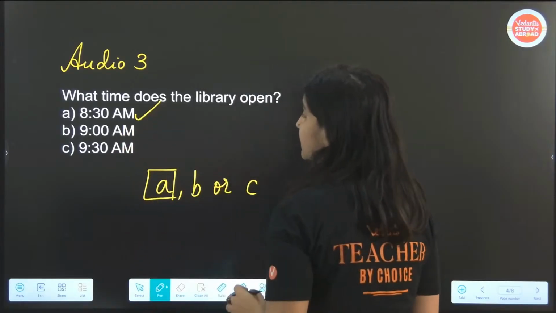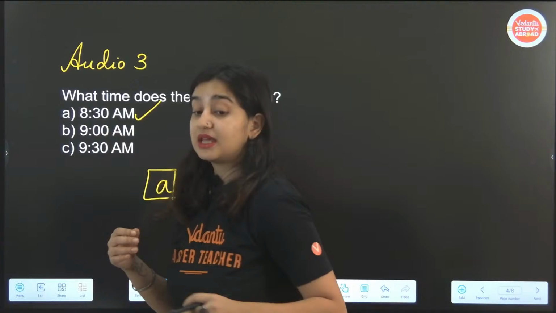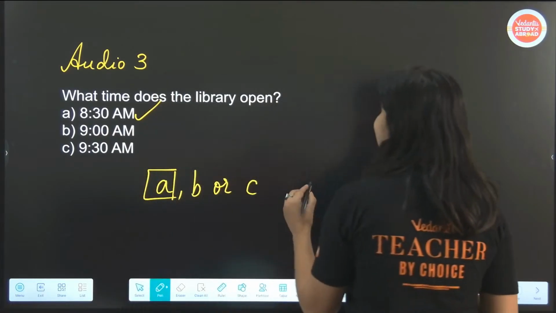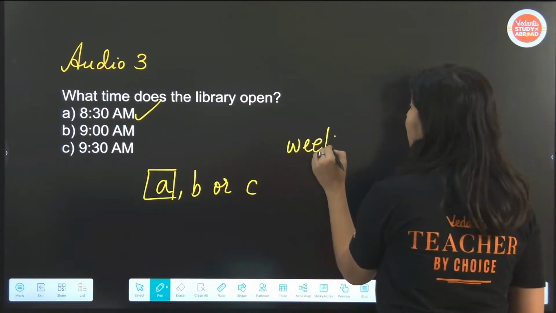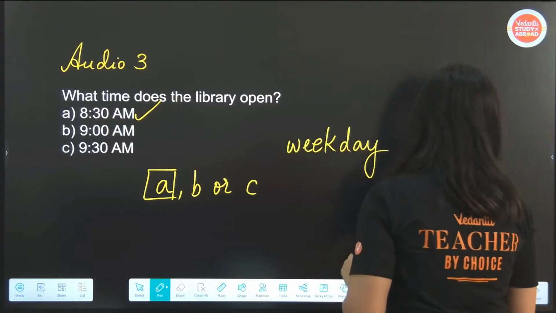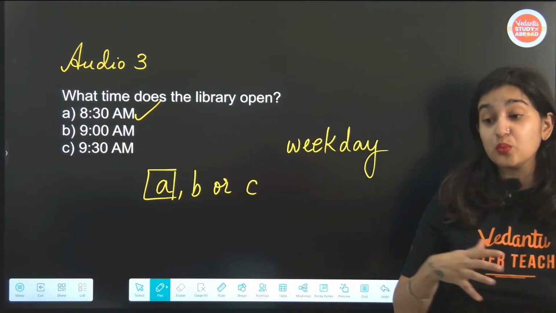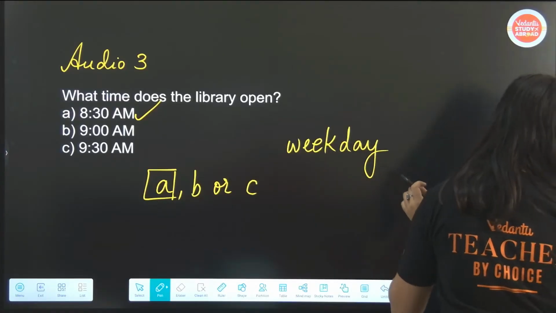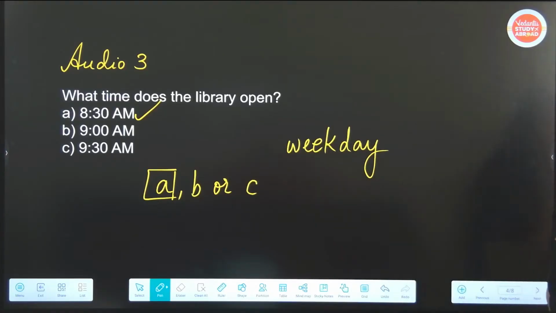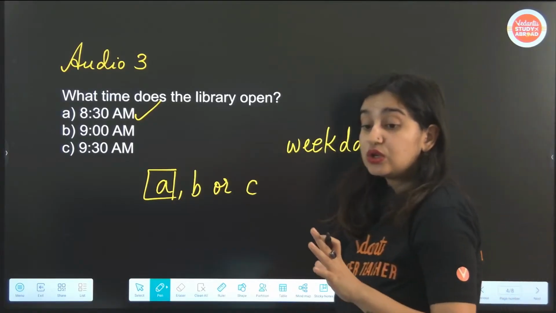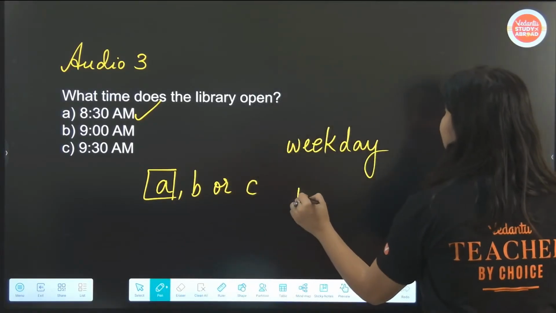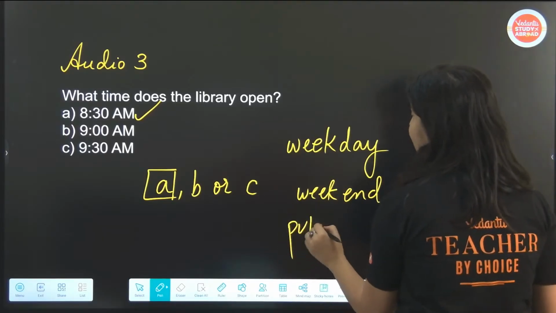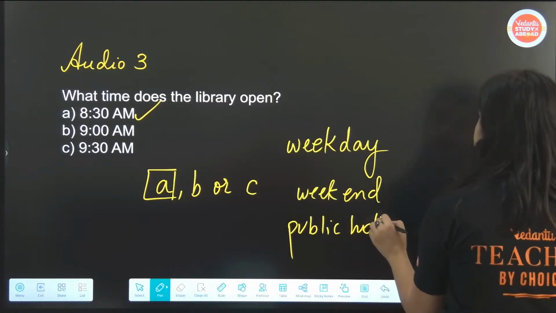It was 8:30. The librarian thought it was 9, but then corrected herself. Another thing that can happen here that you need to look out for is that these were specifically weekday timings. So a lot of times what happens is someone gives you the weekday timings, and then you get the weekend time. And then you might also get the public holiday time.